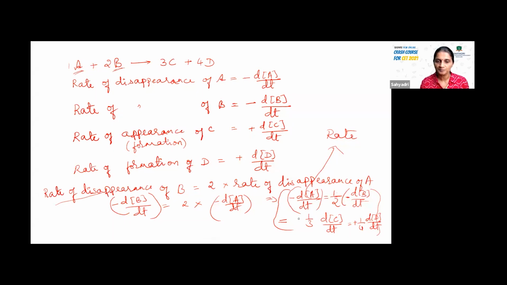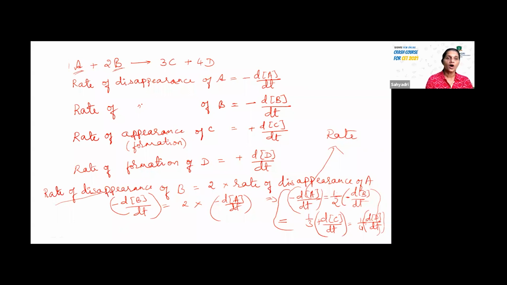which is equal to 1/3 of the rate of appearance of C. And this is equal to 1/4 of the rate of appearance of D. Is that clear? So this is what you have to write.